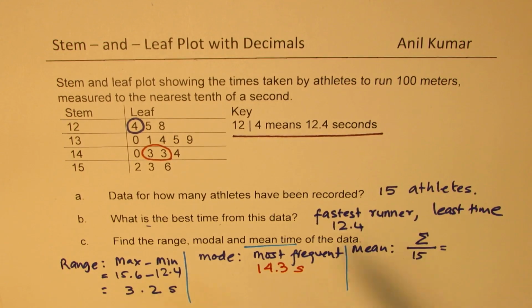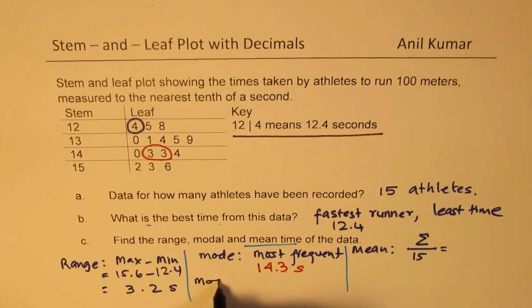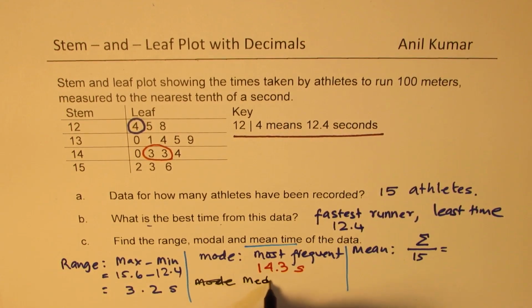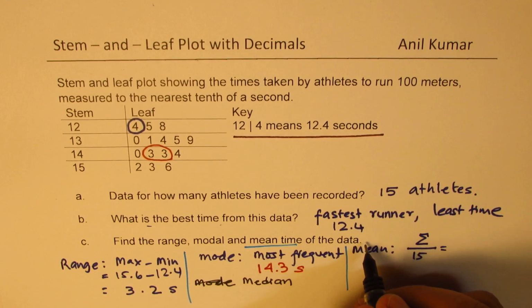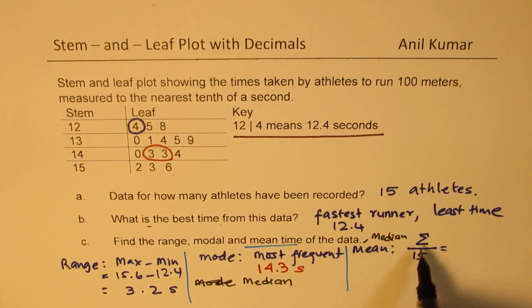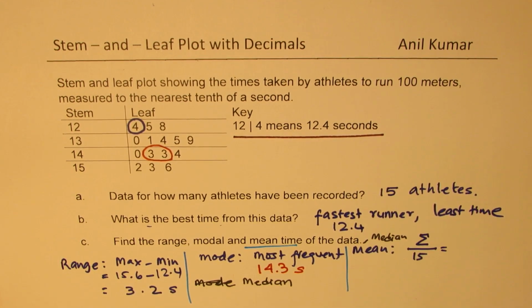What I really wanted to write here was mode, right? So mode. Let me add that mode. Median. So I'm adding here median. So I'd like you to do this calculation, add all these numbers, divide by 15 to get the average time for the 15 runners. You may write down the answer in the comments below.